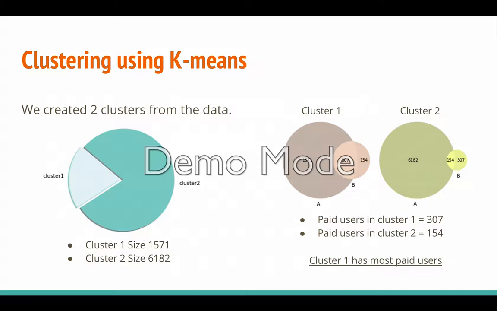As expected, one cluster was pretty small than the other. And then what I did, I actually found the intersection of paid users for both cluster 1 and cluster 2 and found that most of the paid users fall into cluster 1. So cluster 1 is probably the one that contains users who are like our paid users.